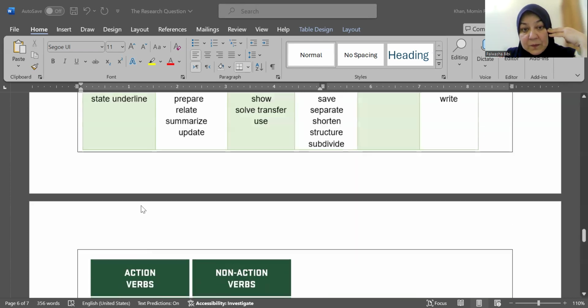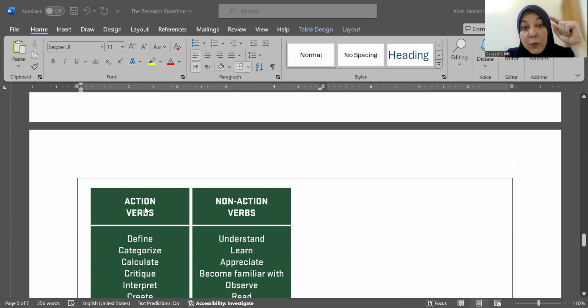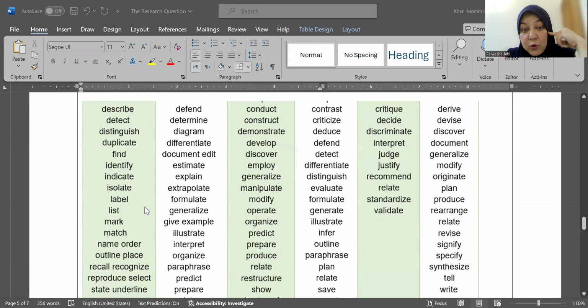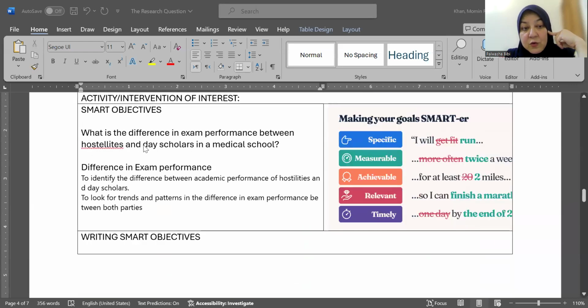So I'm going to post this in your group before your assignment. I'm just showing them to you. And I'm going to stop the session here. And I want you to write 3 smart objectives for this research question. What is the difference in exam performance between hostelites and day scholars in a medical school? Now, let me give you a hint. Maybe this research question is not right. Maybe there is a deficiency in this research question. Maybe this research question can be changed.